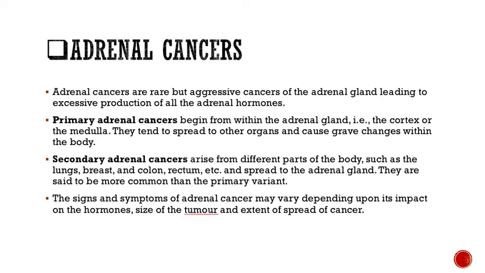Whereas secondary adrenal cancers arise from different parts of the body, such as the lungs, breast, colon, rectum, etc., and spread to the adrenal gland. They are said to be more common than the primary variant. The signs and symptoms of adrenal cancer may vary depending upon its impact on the hormones, size of the tumor, and extent of spread of cancer.